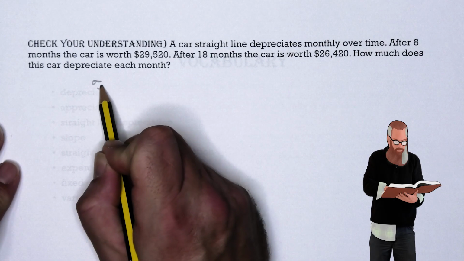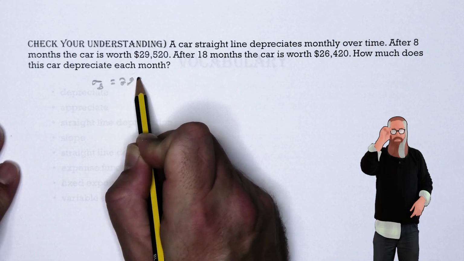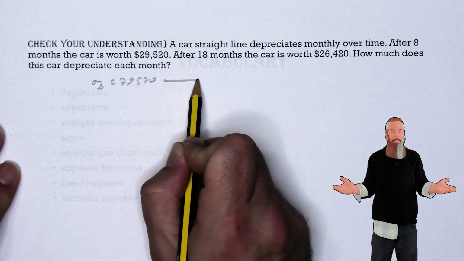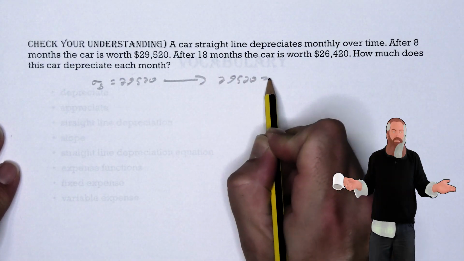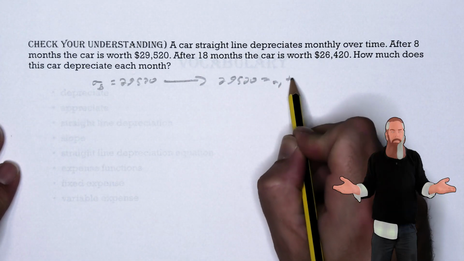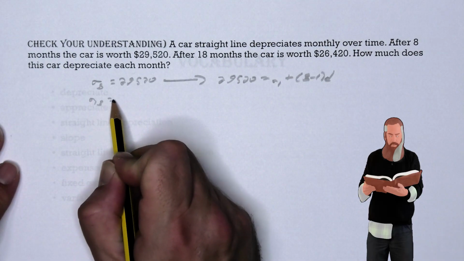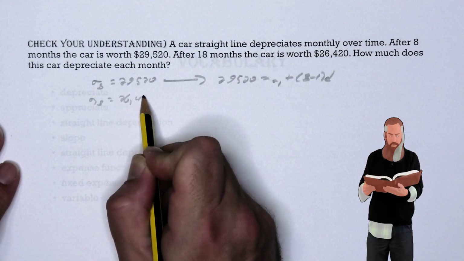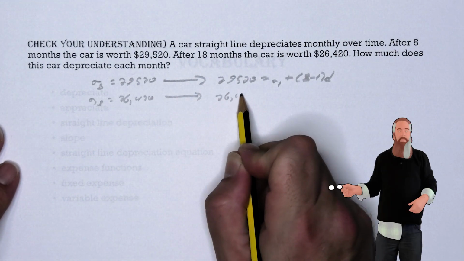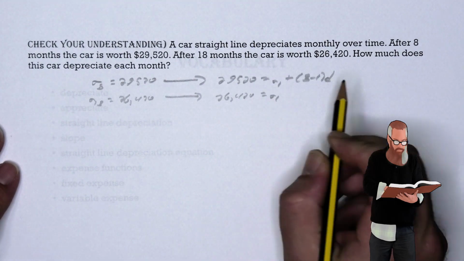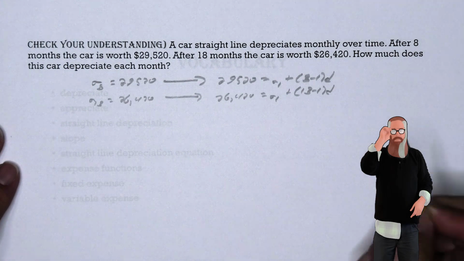So we have our A sub 8 to start with. And A sub 8 is equal to $29,520. We already know that this is going to give us $29,520 is equal to A sub 1 plus 8 minus 1 times d. A sub 18 will give us 26,420, so that's going to supply us with the equation 26,420 is equal to A sub 1 plus 18 minus 1 times d.